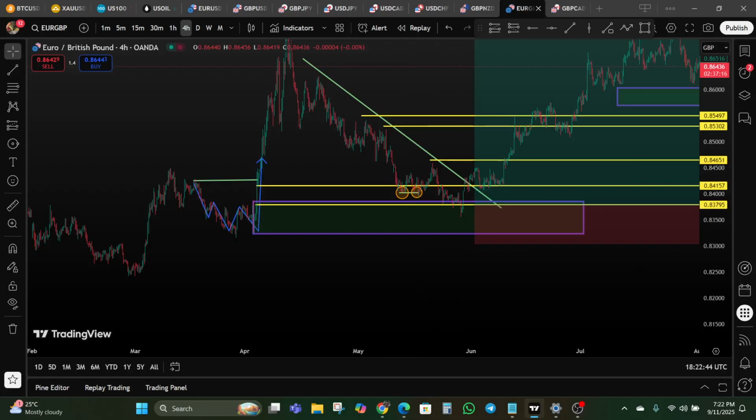Now, the beauty of the ICT reversal strategy is that it is not about guessing. It's about reading the market structure and understanding how institutions move price. So once you get comfortable with spotting liquidity, order blocks, and fair value gaps, you'll start to see reversals play out again and again.